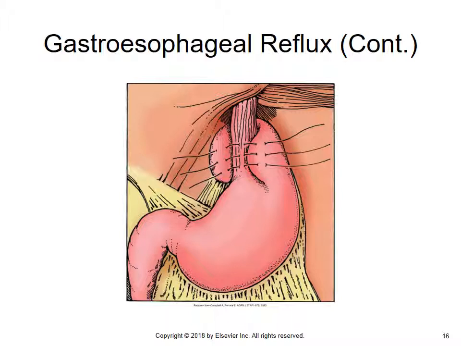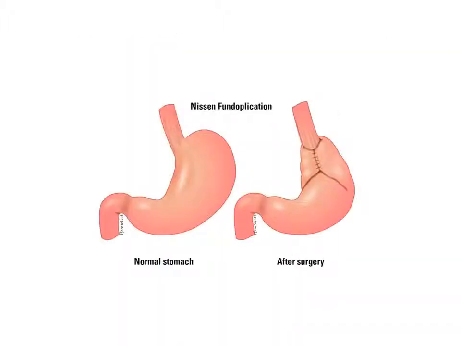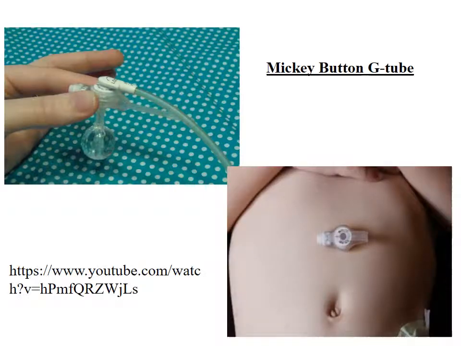There's a little illustration for you of the Nissen procedure. There's a little illustration of a common G-tube system for very small children called the Mickey button. And if you click on that link, you'll be able to watch a demonstration of how it works.